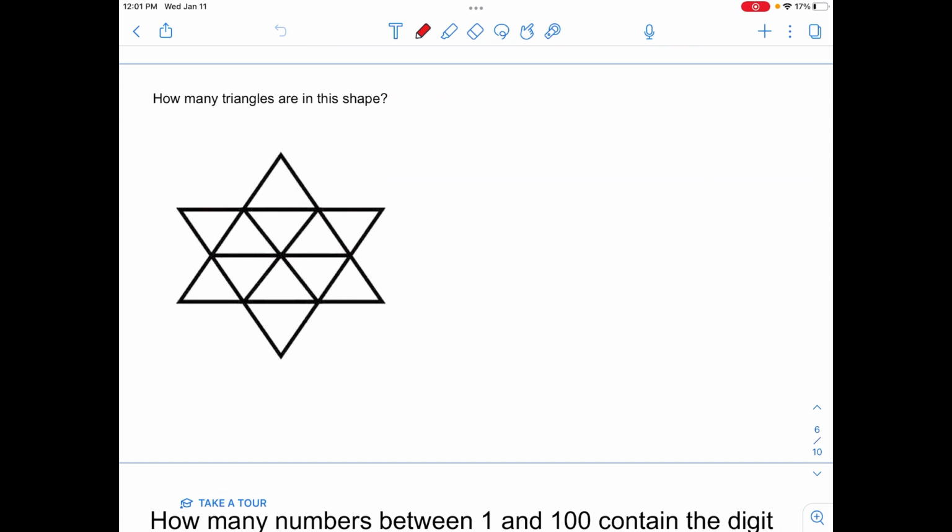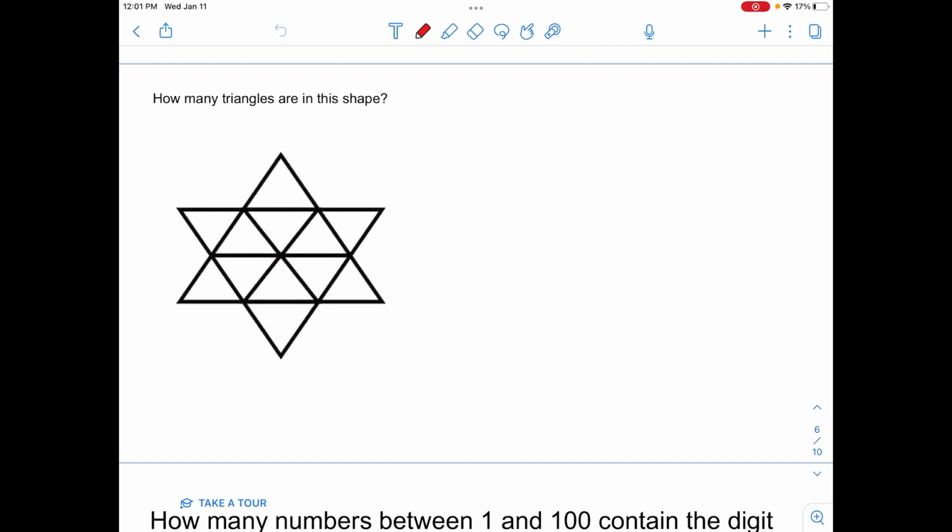Oftentimes students will come up with an answer for this one, and I'll ask them, are you sure that's the right answer? Or how did you come up with that answer? Because they'll just kind of count and come up with an answer. But that's not a great way to look at this problem. First of all, we can't see their thinking and their learning through it. And second of all, how do we know that's the right answer? Did they miss any? Did they double count any? So we want to have a way of organizing problems so when someone looks at a solution, we can know their thinking, and so that we can be pretty confident in our own answer.